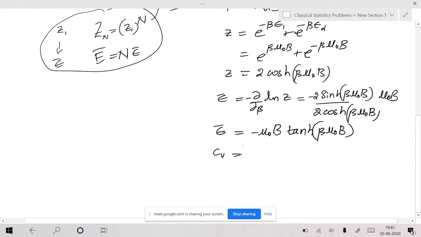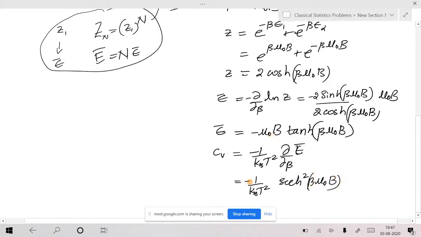That's equal to, yeah. So are you there? Anyone? Minus 1 by kb t square dou by dou beta of average energy. Am I right? That's equal to minus 1 by kb t square. What is the beta derivative of this one? The derivative of tanh is sech square. Am I right? Into one more mu naught b is there.